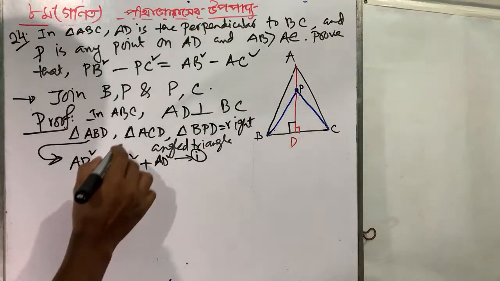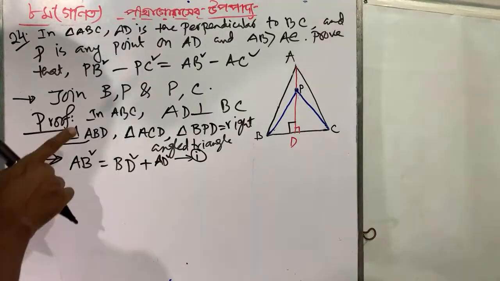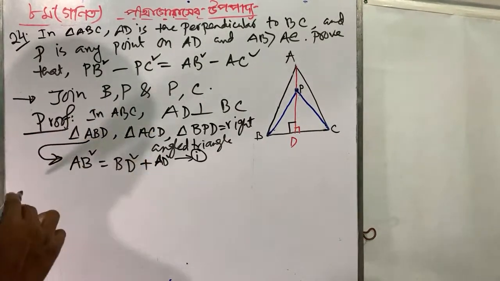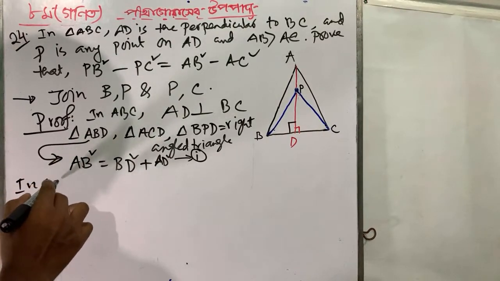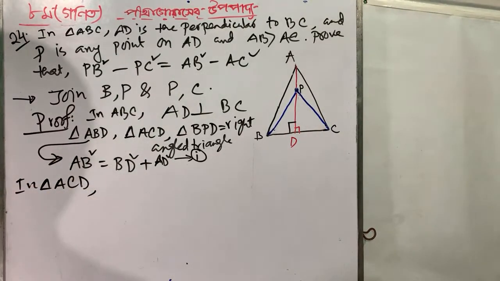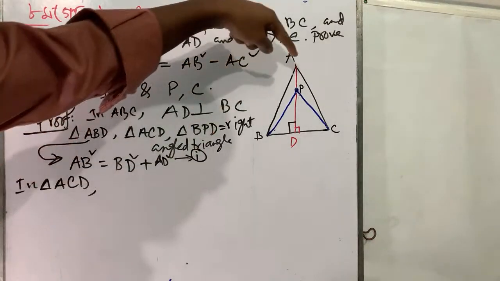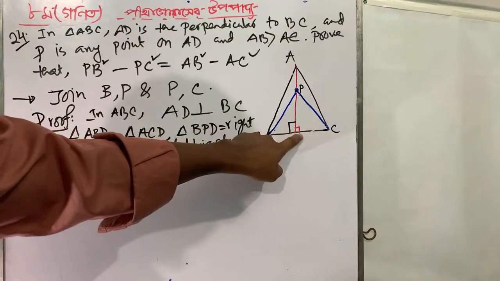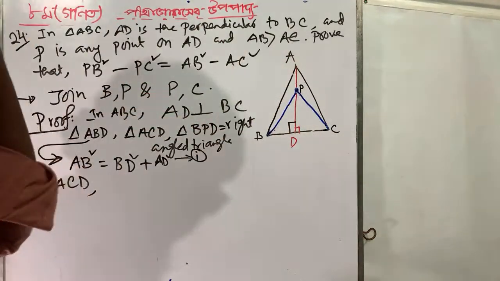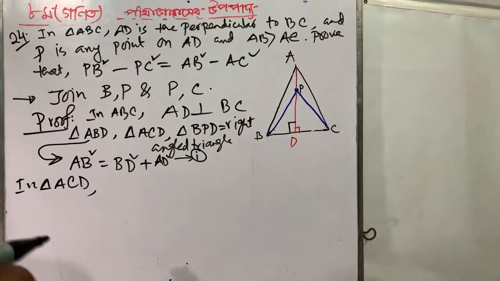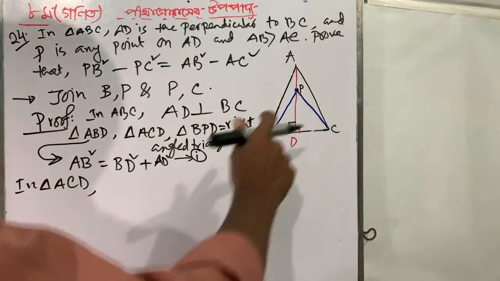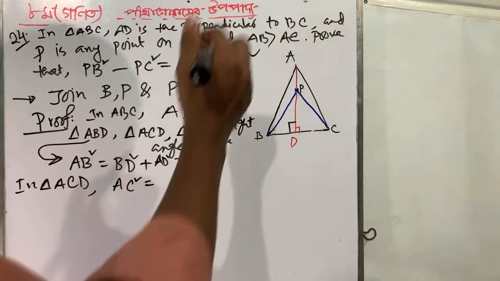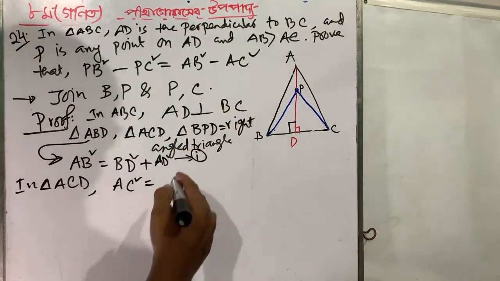Now let's take triangle ACD. So first we took ABD, then we take ACD. So in triangle ACD, we have AC square equal to CD square plus AD square. I understand that you know all of this. This is a very easy thing, right? This is easy for you because we are using only Pythagorean theorem.